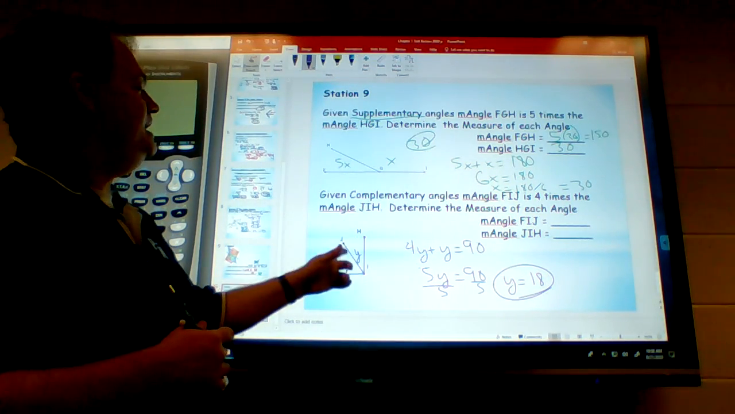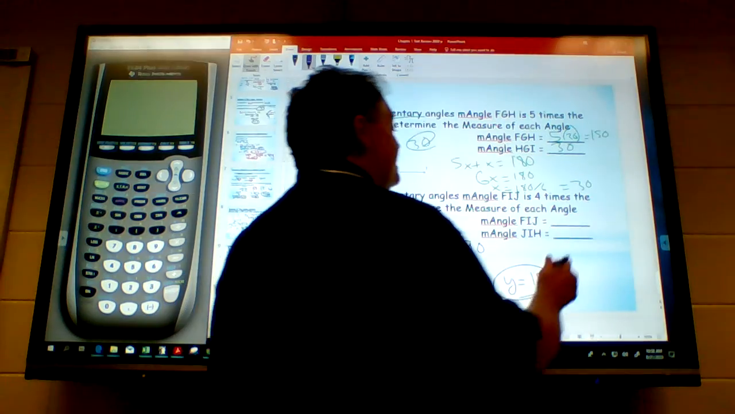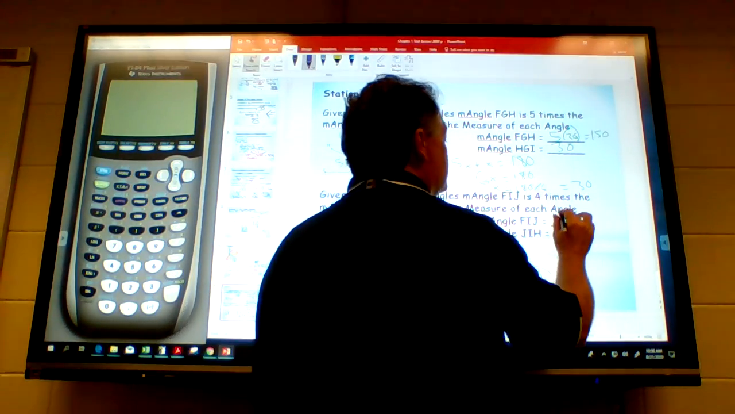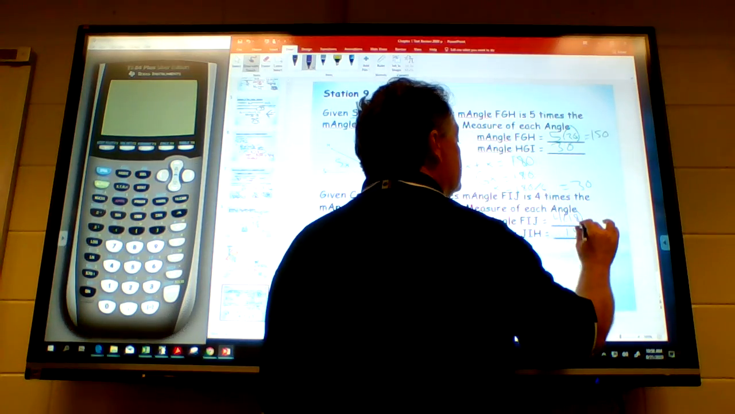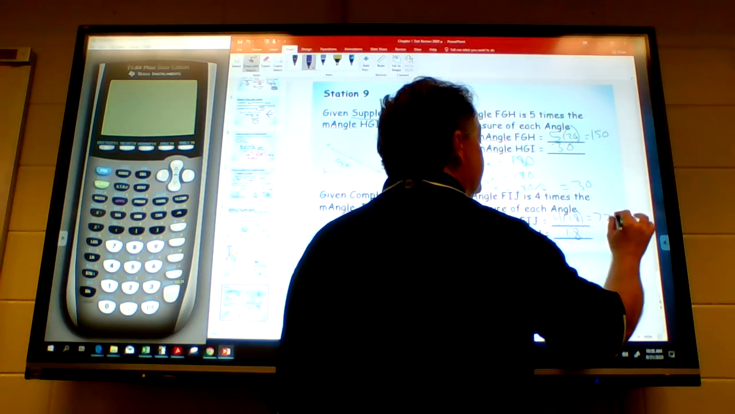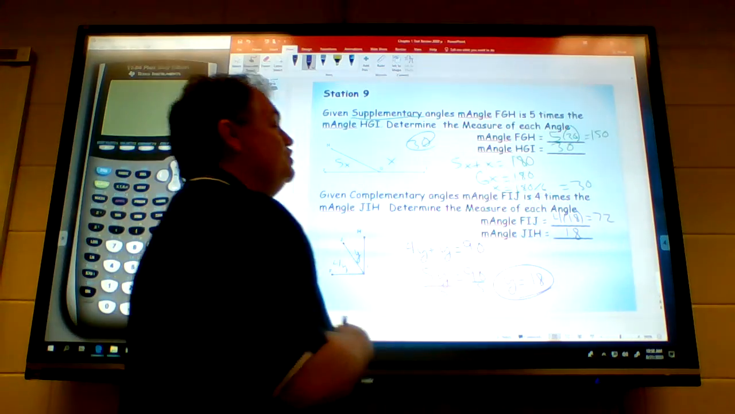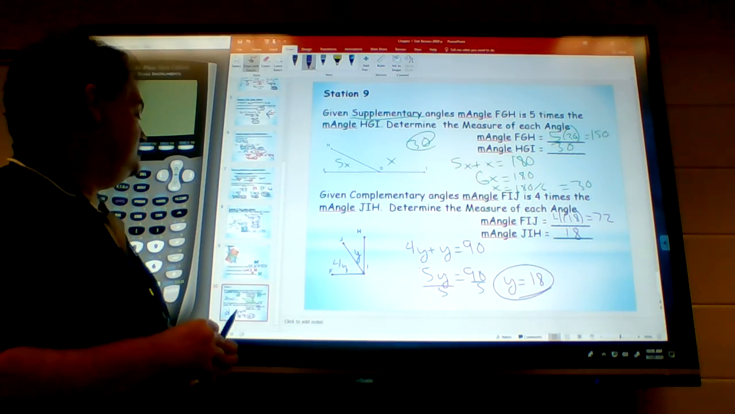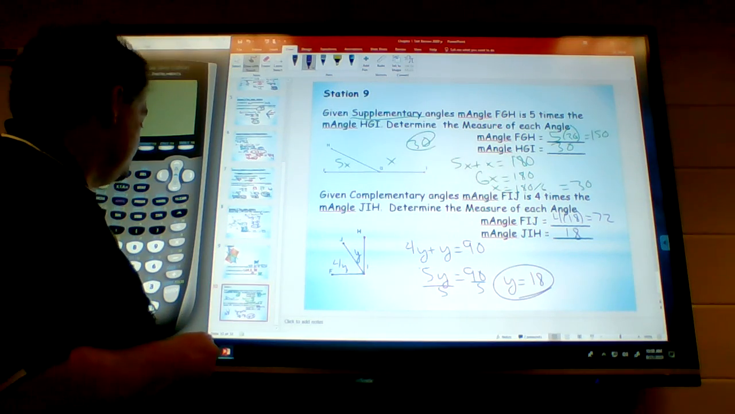So that's 18. All right. Now, JIH is the value of Y, so it's going to be 18. But FIJ is 4 times 18, which is 72 degrees. And if you add 72 and 18, you will get 90 degrees. All right. That is the Chapter 1 test review.